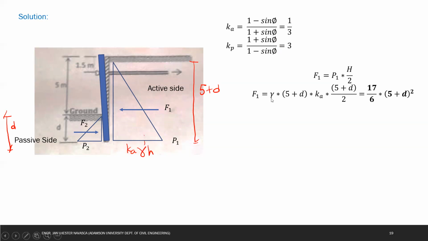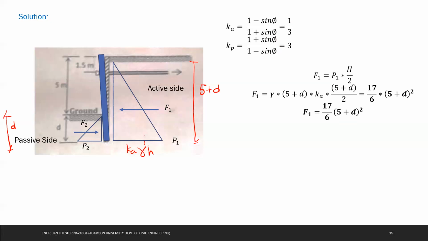Okay, so gamma, K sub H and K sub A. Then for the height, which is H, that is 5 plus D over 2. So simplifying this one, using K sub A is 1/3, you have 17 over 6 multiplied by 5 plus D squared. So this will be your F sub 1.